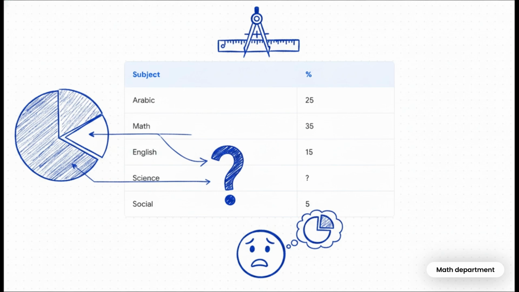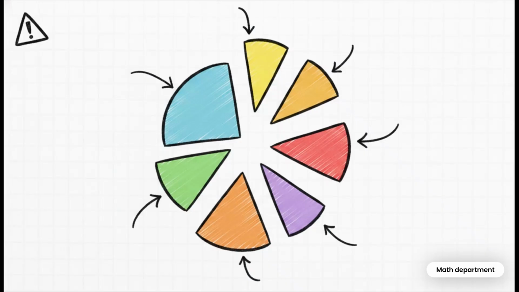But look really closely at the row for science. The percentage is completely blank. We obviously can't draw our chart if we're missing an entire slice. Now be careful here. Many students make a mistake in this step by freezing up or just trying to guess the missing number. But remember our core concept. The sum of the percentages of all circular sectors must always equal exactly 100%.